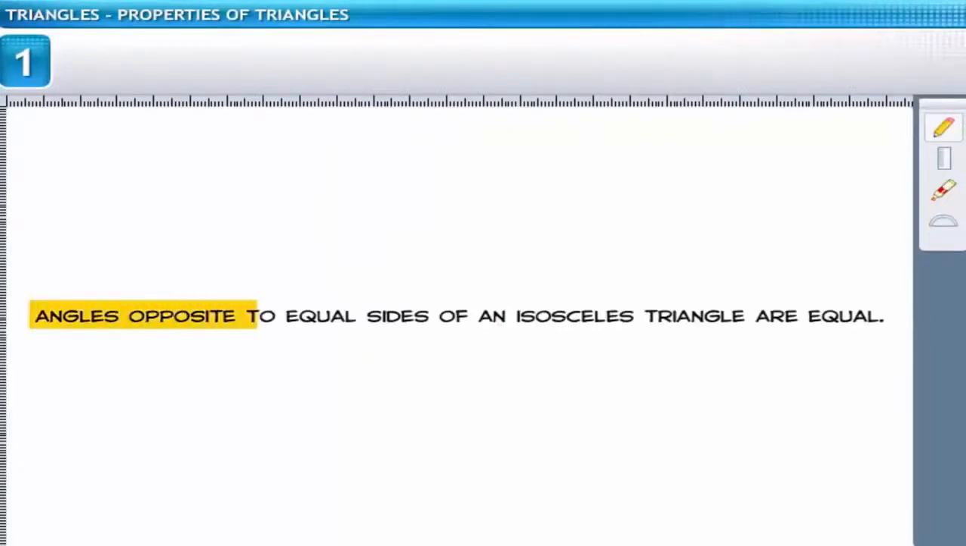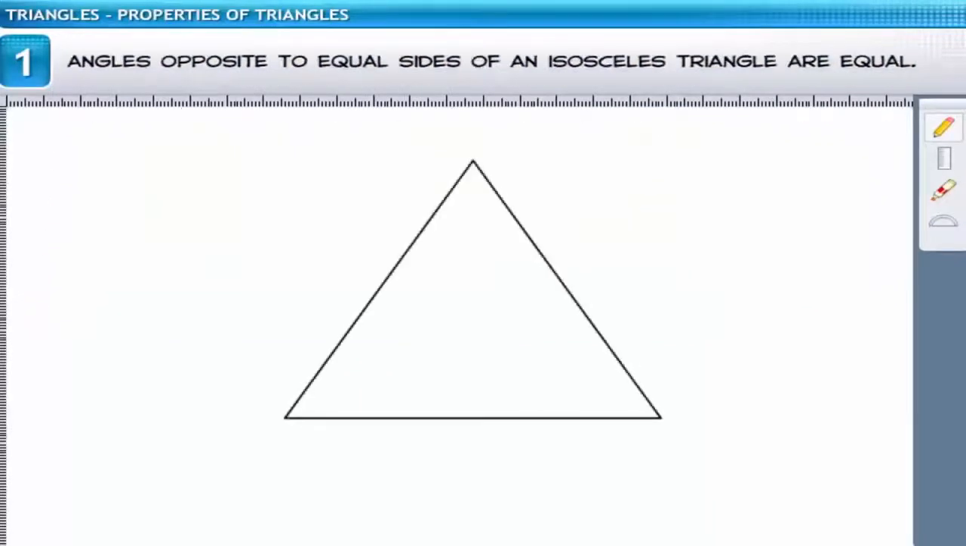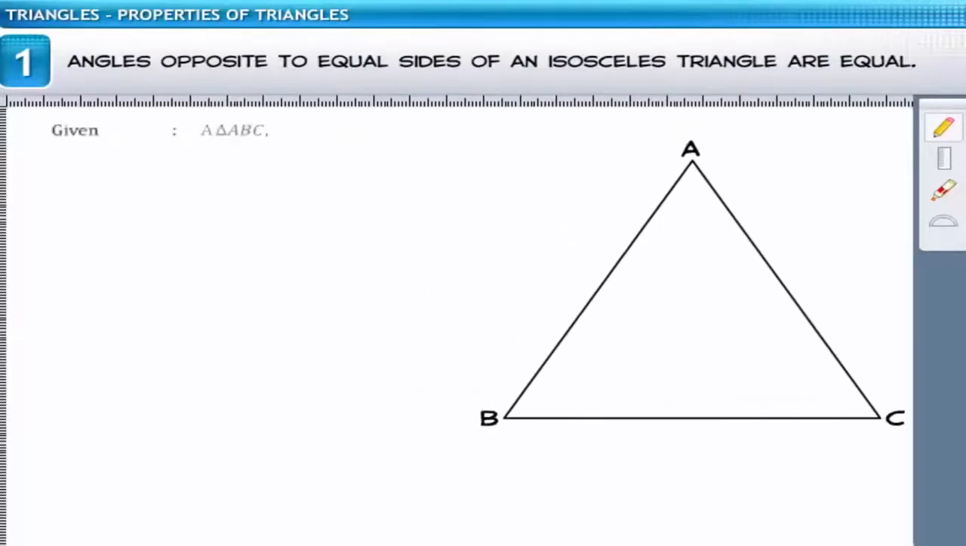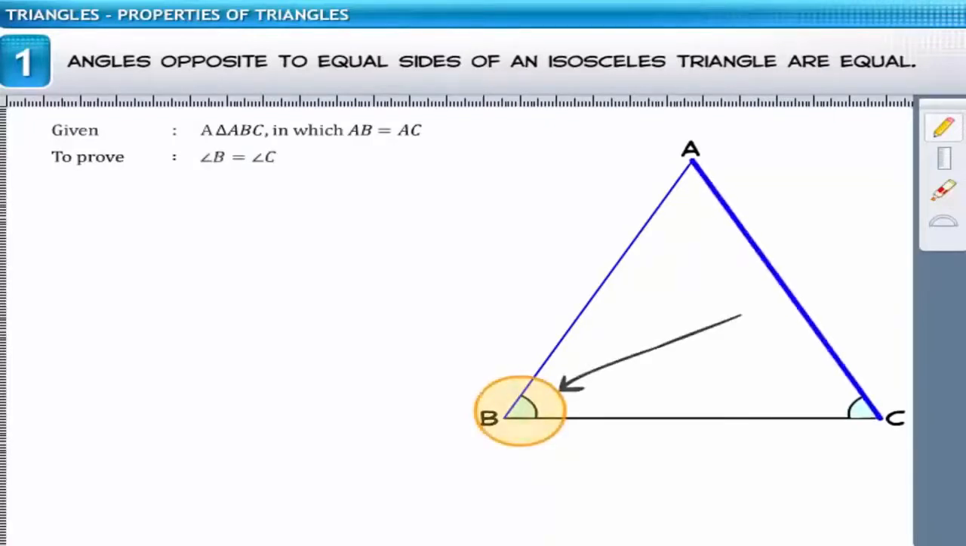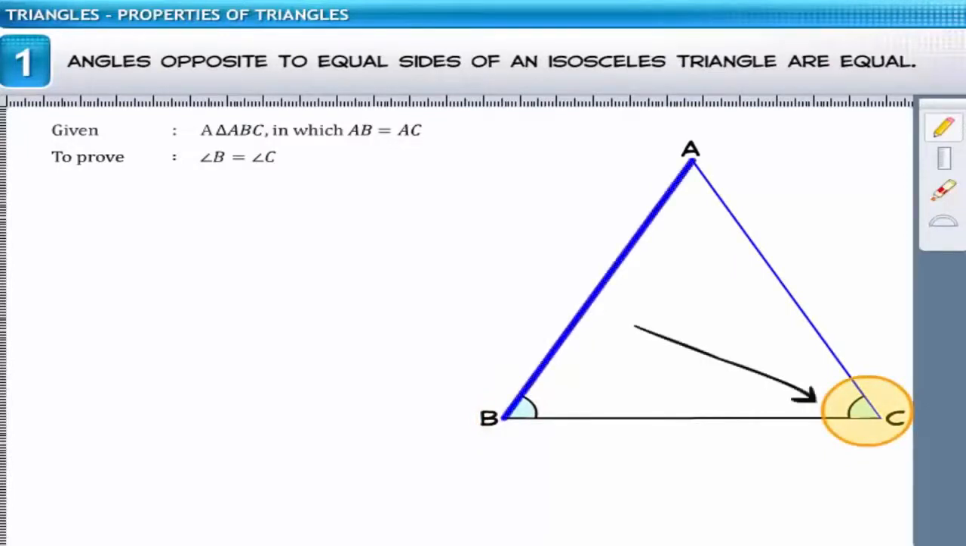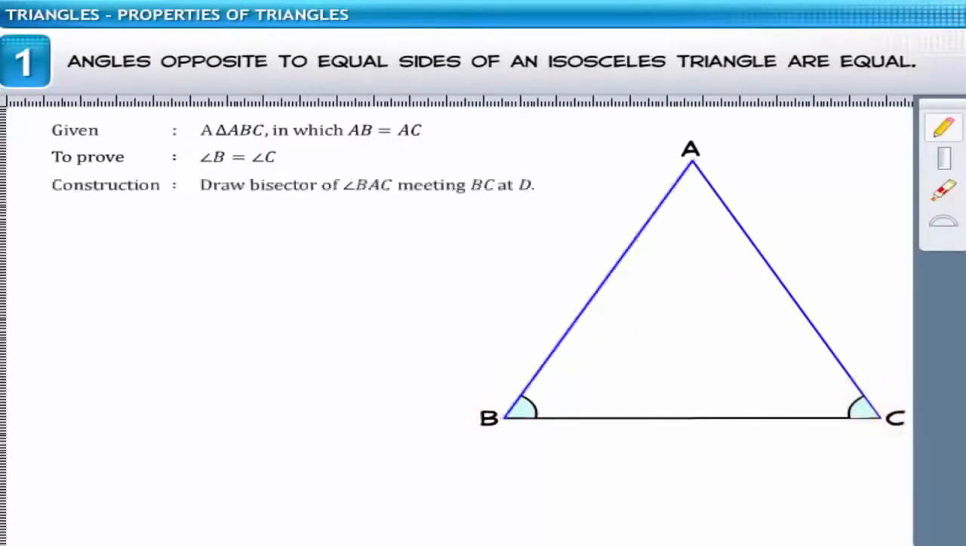To prove that angles opposite to equal sides of an isosceles triangle are equal, we'll consider an isosceles triangle ABC. Here, side AB is equal to side AC. We have to prove that angle B is equal to angle C. Angle B is opposite to side AC, and angle C is opposite to side AB. We'll begin by drawing a bisector of angle BAC meeting BC at D.